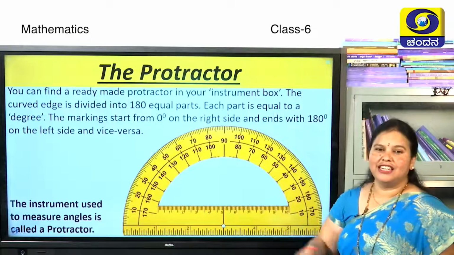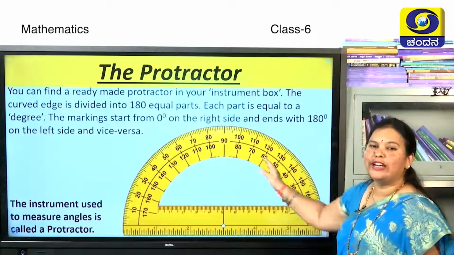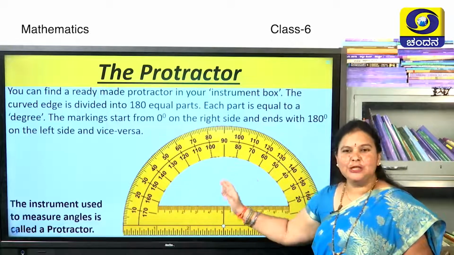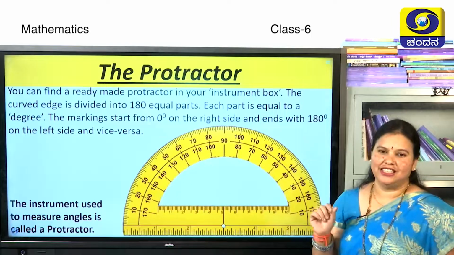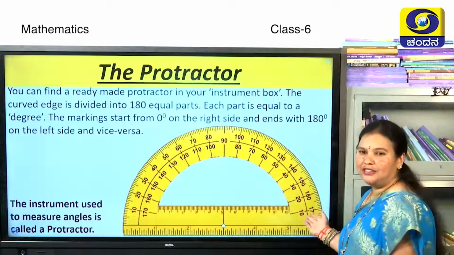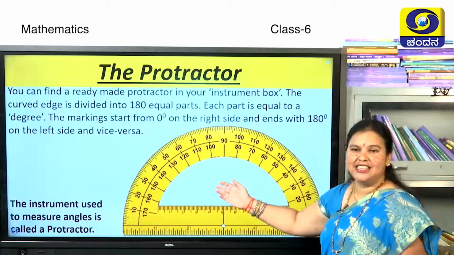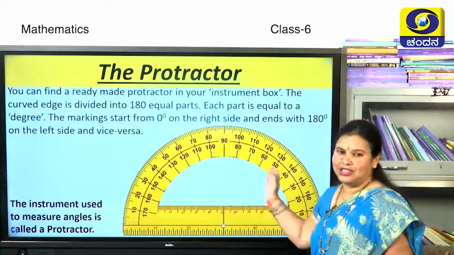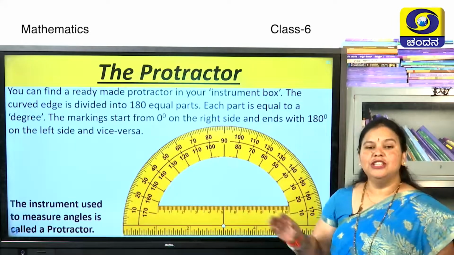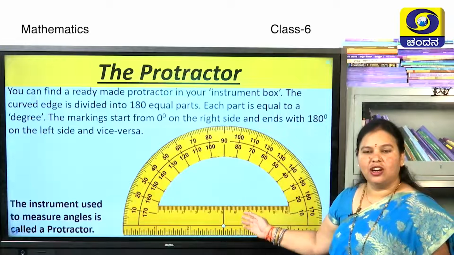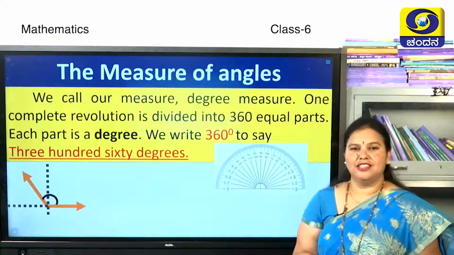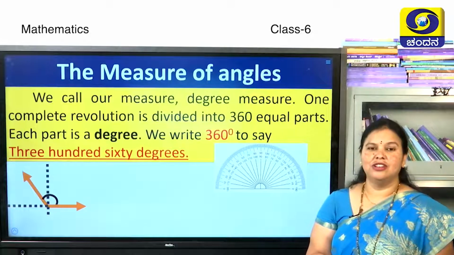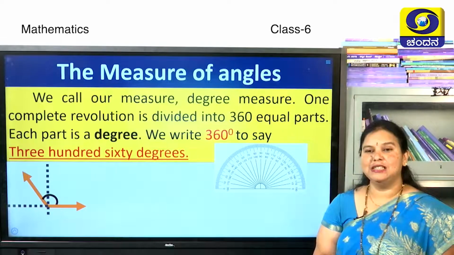The curved edge is divided into 180 equal parts. Each part is equal to a degree. The markings start from 0 degree on the right side and end with 180 degree on the left side and vice versa. So, the instrument used to measure angles is called a protractor. Now we'll understand the measure of angles. We call our measure degree measure.